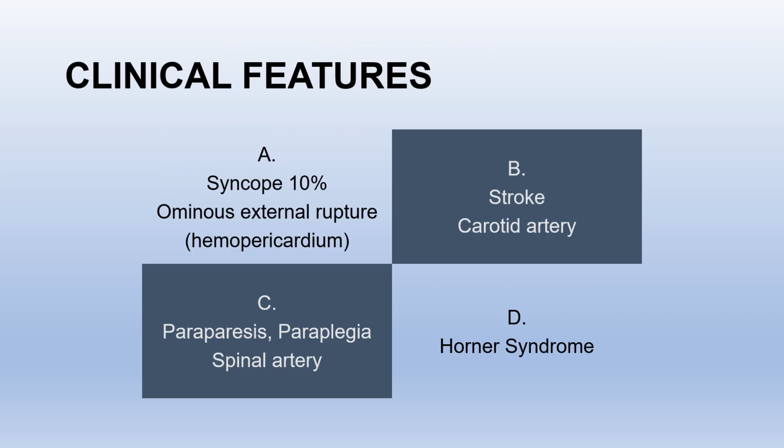A. There could be a syncopal attack in 10%, ominous for external rupture, hemopericardium. B. Stroke, carotid artery involvement. C. Paraparesis, paraplegia from spinal artery involvement. And D is Horner syndrome.